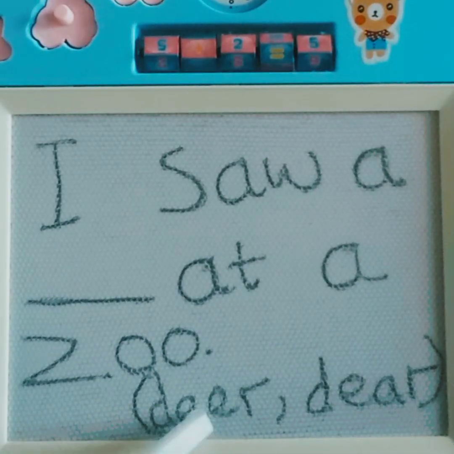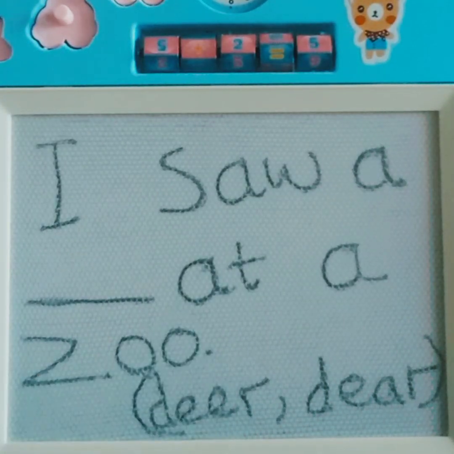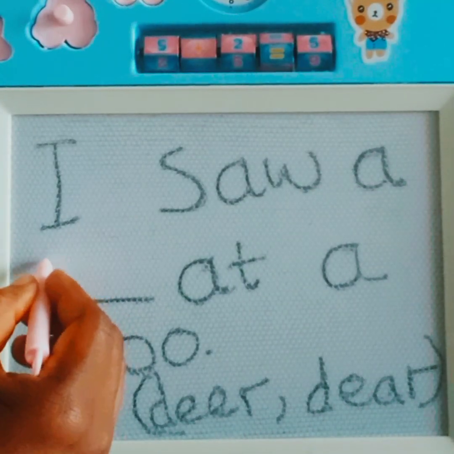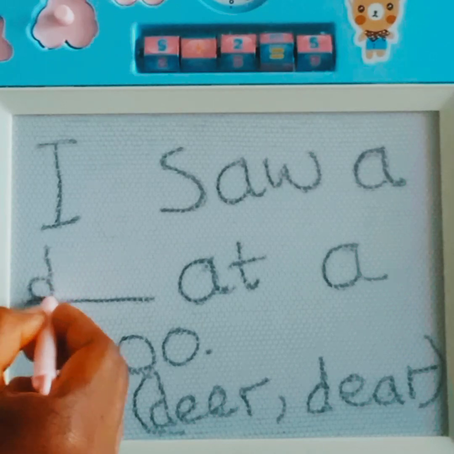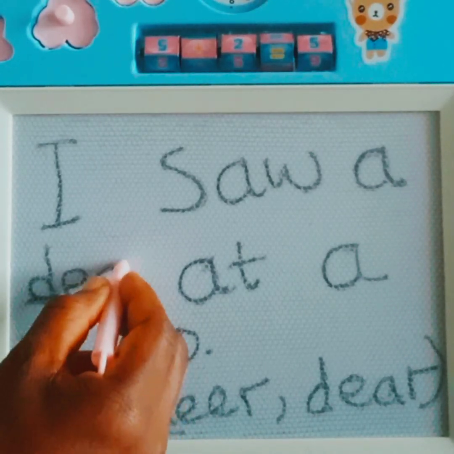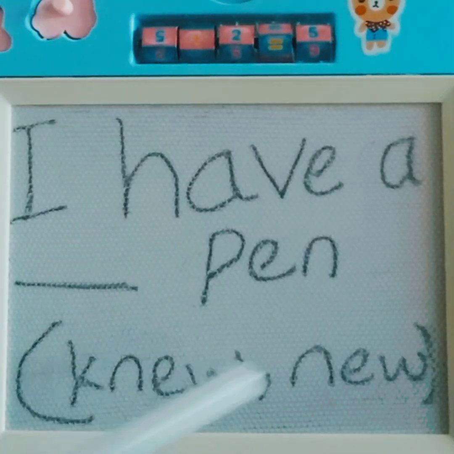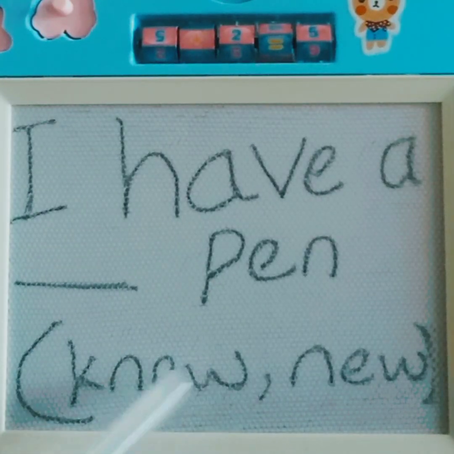If you said D-E-E-R, you're correct. Deer. D-E-E-R is an animal. So you saw a deer in a zoo. It cannot be this. This is another homophone.